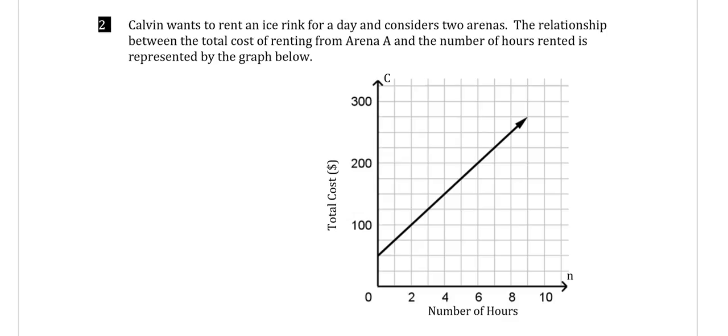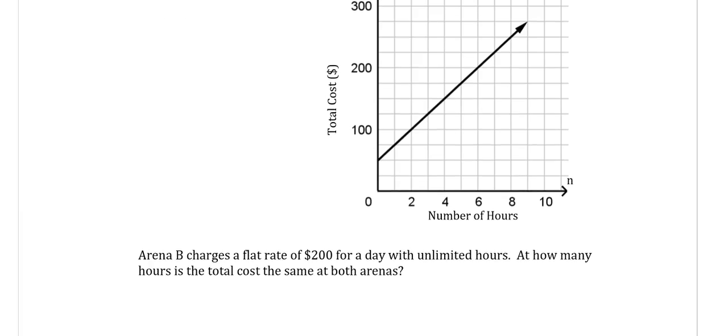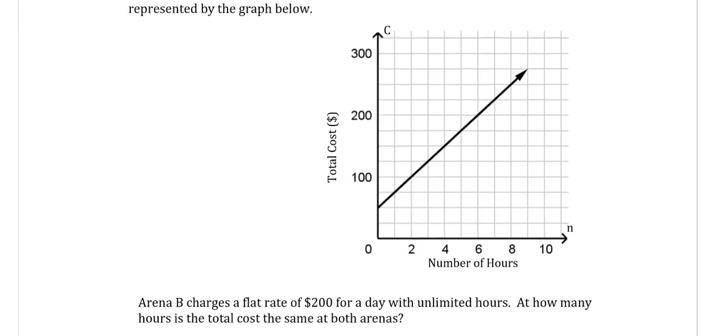Calvin wants to rent an ice rink for a day and considers 2 arenas. The relationship between total cost of renting from Arena A and the number of hours rented is represented by the graph below. Arena B charges a flat rate of $200 a day with unlimited hours. How many hours is the total cost the same for both arenas? How am I going to find that?